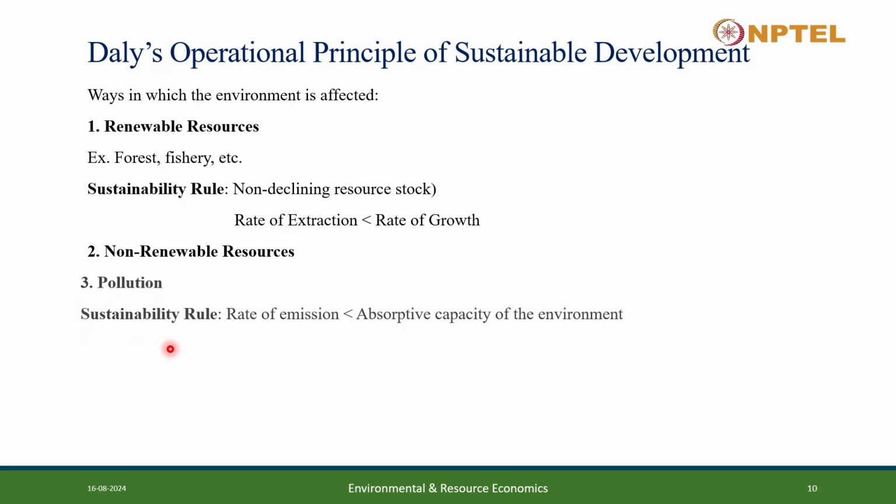And then the third one is pollution, right? So how much we emit. The rate of emission should always be less than the absorptive capacity of the environment. Let's say that the carbon sink we have in the environment is a certain number, then the rate at which we are emitting should always be less than the capacity which we have. So that is the third principle.